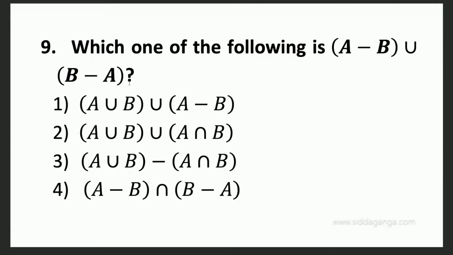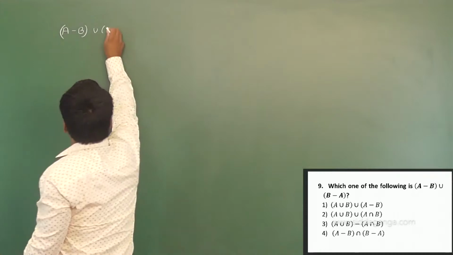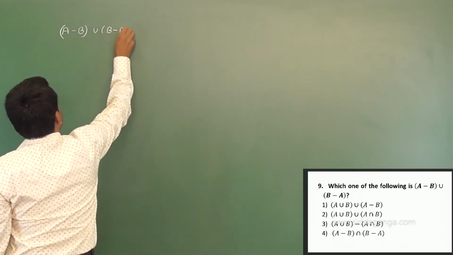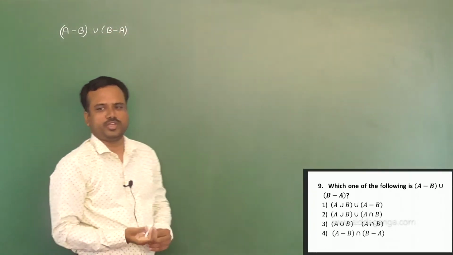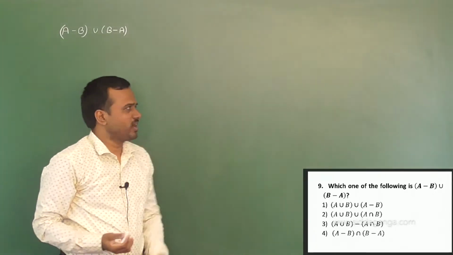Which one of the following is satisfied? A minus B union B minus A. We solve this problem by the Venn diagram.